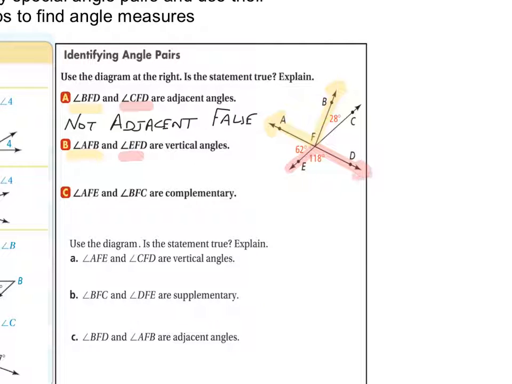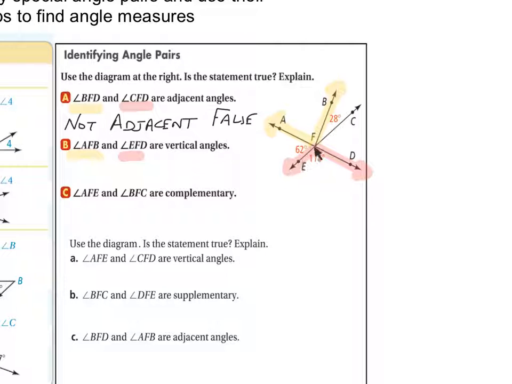EFD right there in the red. Okay, so you see the two highlights. Are these vertical angles? Well, if you remember, vertical angles have to have two pairs of opposite rays. I go from F to A and F to D. Those are opposite rays. They form a straight line. We're good there. How about FB and FE?